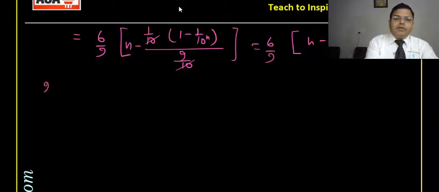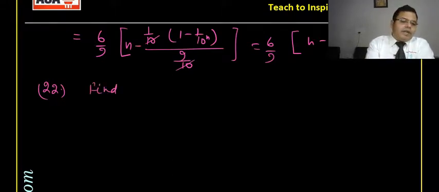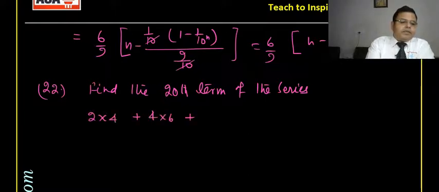Now, question number 22. Let us write question number 22. In that question, find the 20th term of the series 2 into 4 plus 4 into 6 plus 6 into 8 up to n terms.